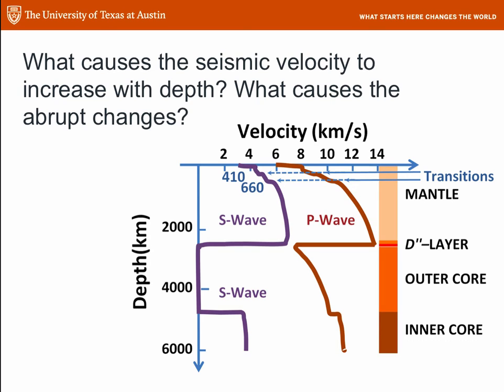There are, of course, other transitions at the outer core and again at the inner core, where you go from a solid to a liquid, and therefore the S wave velocity drops to zero, and the P wave velocity slows considerably from the solid mantle to the liquid outer core.